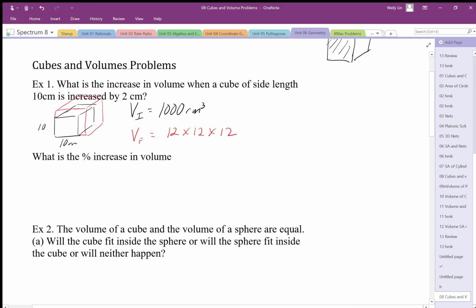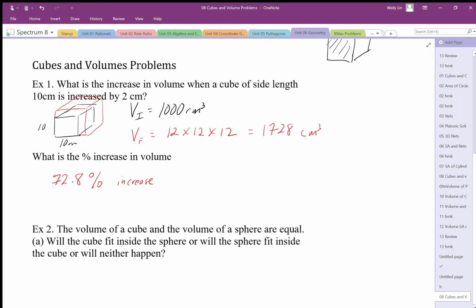Putting that into a calculator, 12 times 12 times 12 is 1728. I'm just going to write this down, 1728 cubic centimeters. So a 20% increase in length results in a 44% increase in area and a 73% increase in the volume. The percent increase in volume ends up being 72.8%. What we do is we take the extra 728 and we divide that by 1,000.